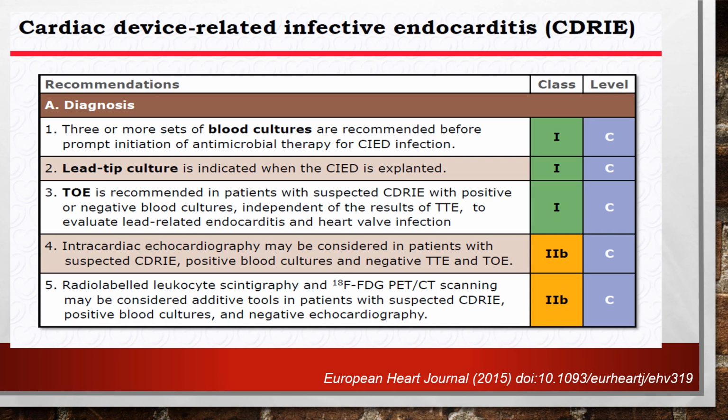lead-related infection with positive or negative blood culture, independent of the result of transthoracic echo, to evaluate lead-related endocarditis and heart valve infections. Intracardiac echocardiography may be considered in patients that have positive blood culture but negative TEE and transthoracic echo, and the use of radio-labeled leukocyte scintigraphy and FDG PET may be considered. So both 4 and 5 are class 2B.